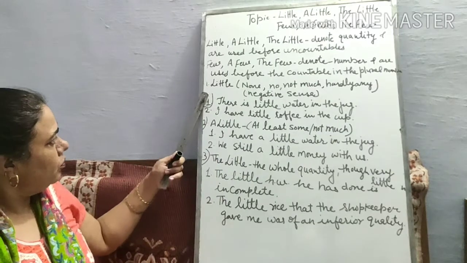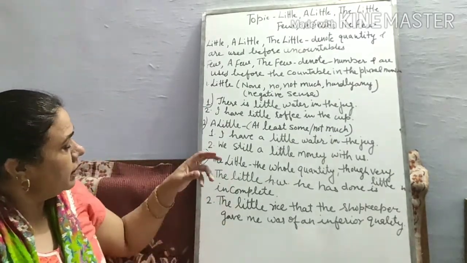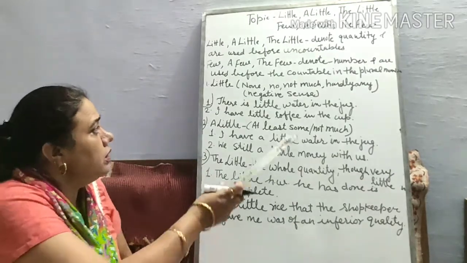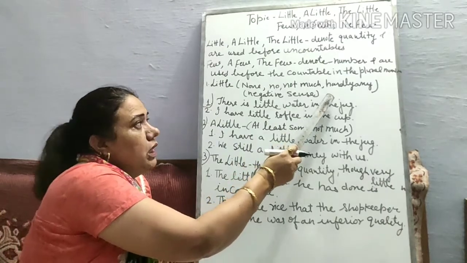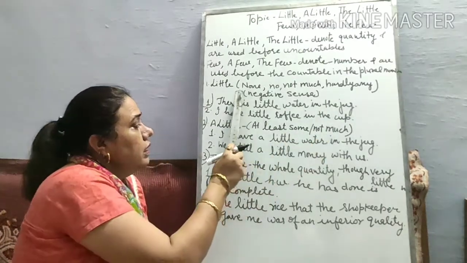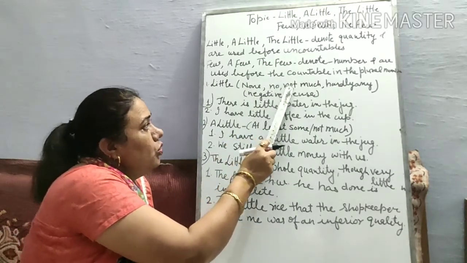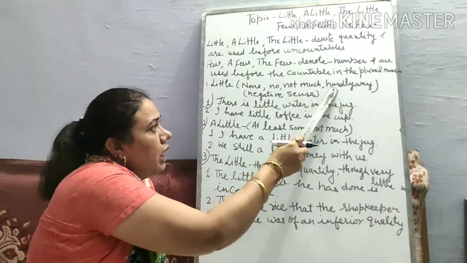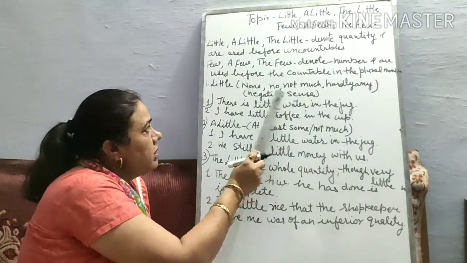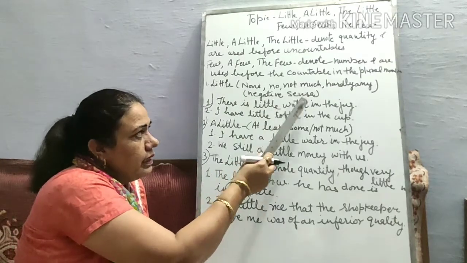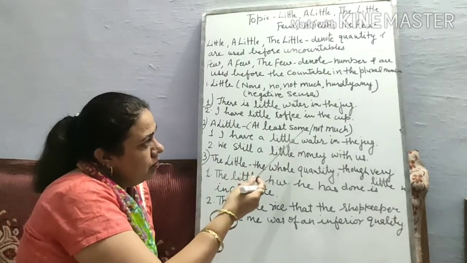Let us start from little. Number one, little. What is the meaning of little in English grammar? When we write little, it means none, no, not much, hardly any. So you can understand the meaning. Little is used in a negative sense. It means none is there. There is little water in the jug.